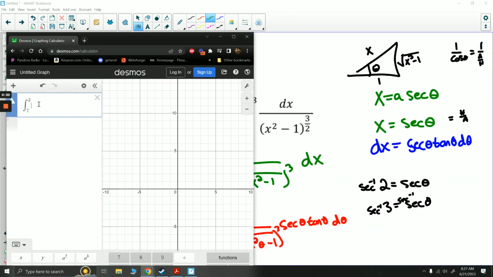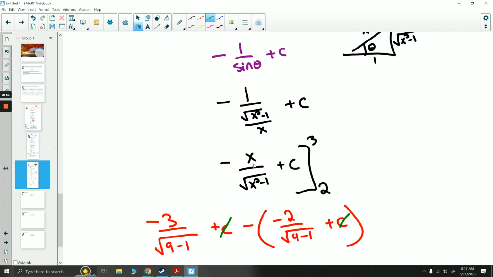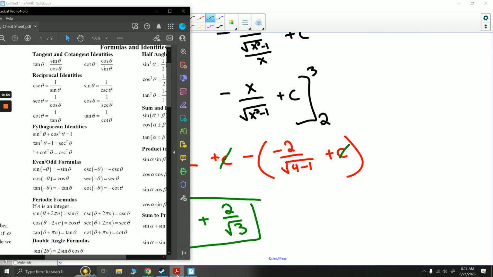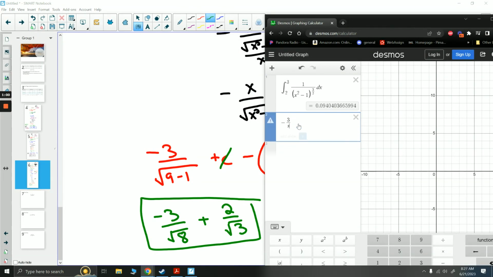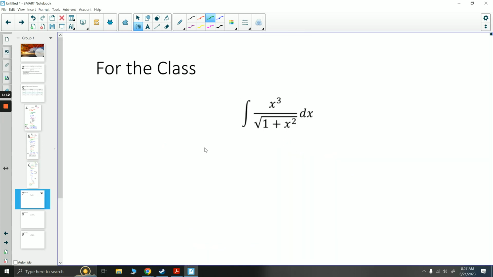So it's not going to be exact, as if you do the definite integral here, it's going to give you a decimal approximation, but to test whether or not we're correct, it's going to work just fine. So we have this thing here to the 3/2 dx. Okay, we get that value. Now let's test that against our value we just got, which is negative 3 over the square root of 8 plus 2 over the square root of 3, which is the same value. So that's good.